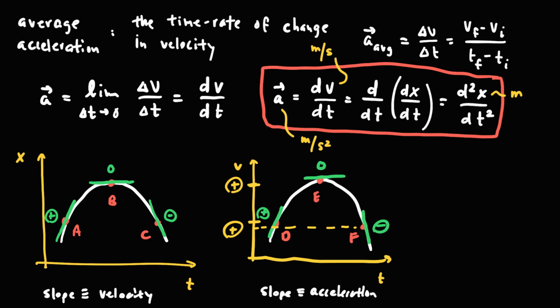And so hopefully this gives us a better sense of how we can use position versus time and velocity versus time graphs to get information about the motion of an object.